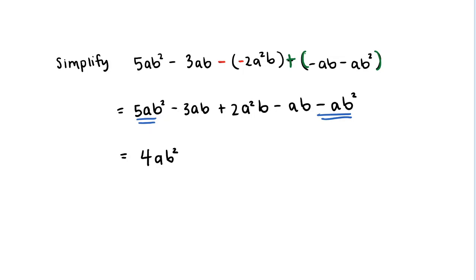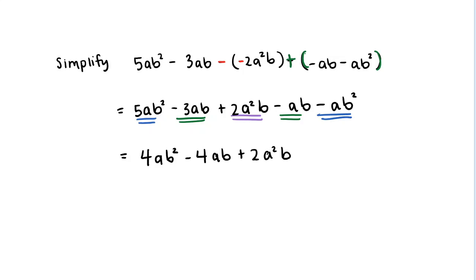And then next I have minus 3ab and minus ab. Combining these two like terms, I'm taking away 3 sets of ab, taking away another set. I'm really taking away 4 sets of ab. And then this last term isn't like terms with anything. This is plus 2a squared b.